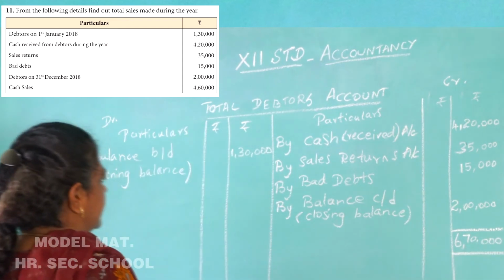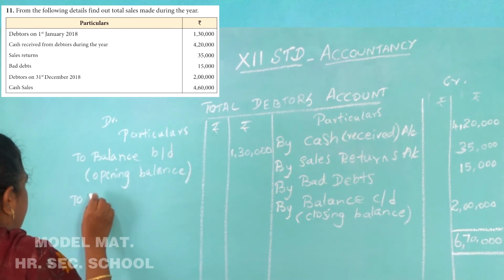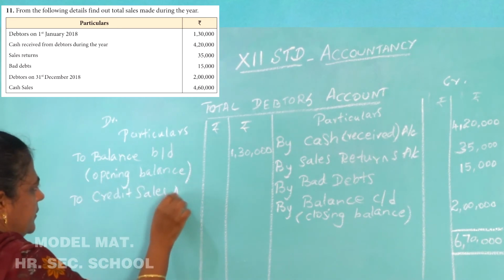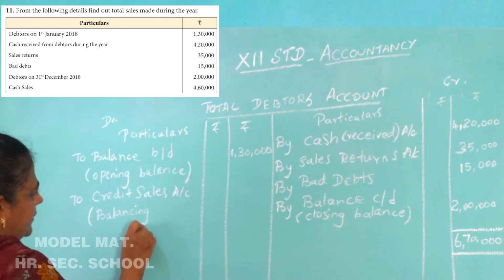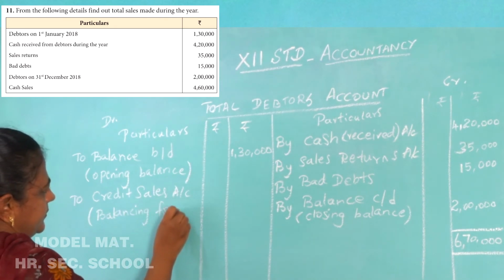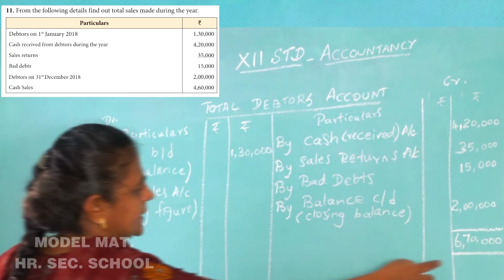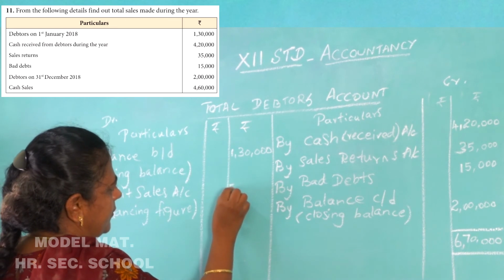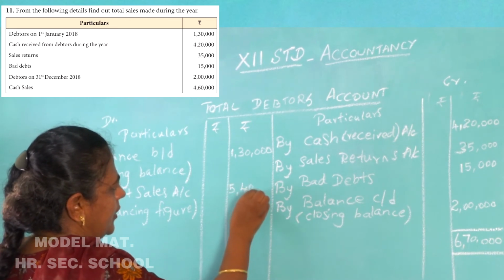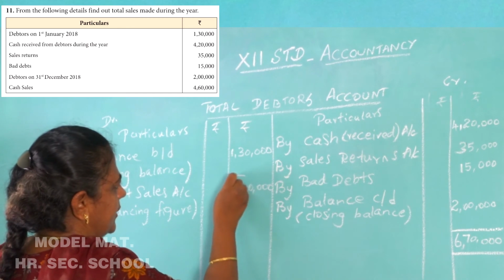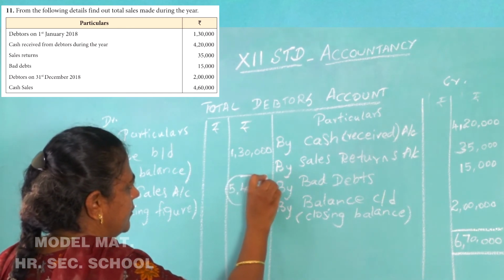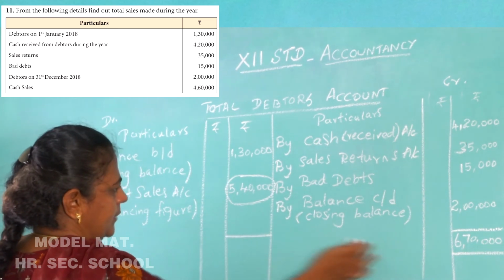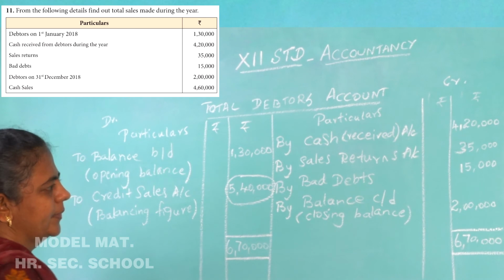6,70,000. So, this is credit sales account, balancing figure. So 6,70,000, subtract this 1,30,000, that will give 5,40,000 is your credit sales. You can put a circle for the missing figure and put the total on the same line.